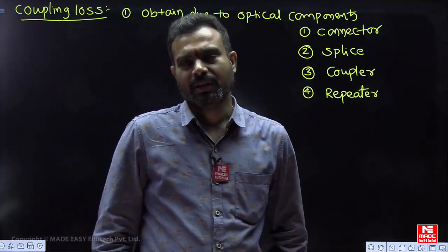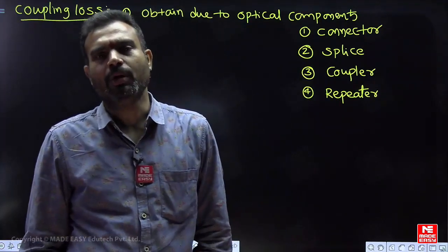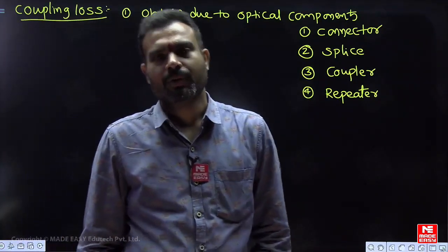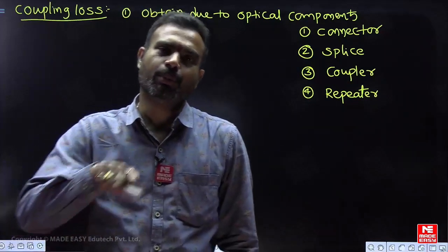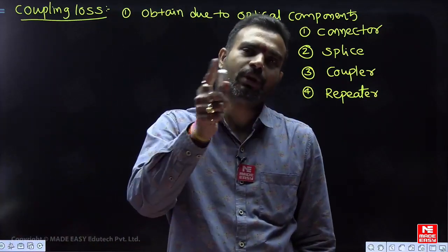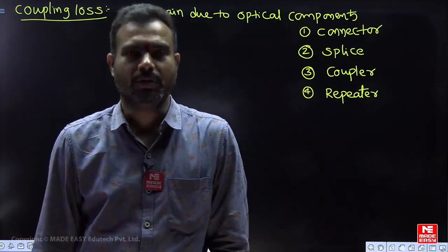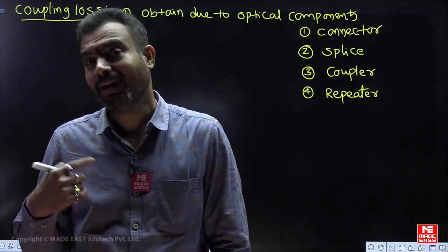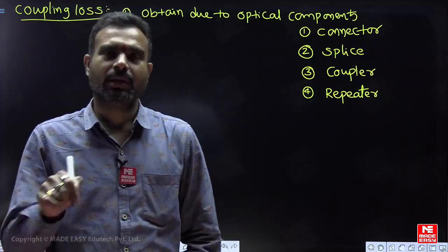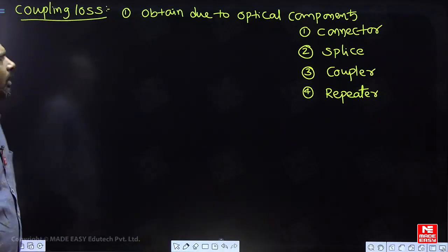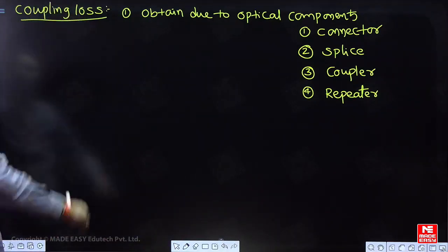So, a connector is used to couple light from the light source into a fiber. Whenever it is coupling light from the light source into the fiber, we have some loss, and that loss is called connector loss, the loss offered by the connector. And that connector loss is also called coupling loss.